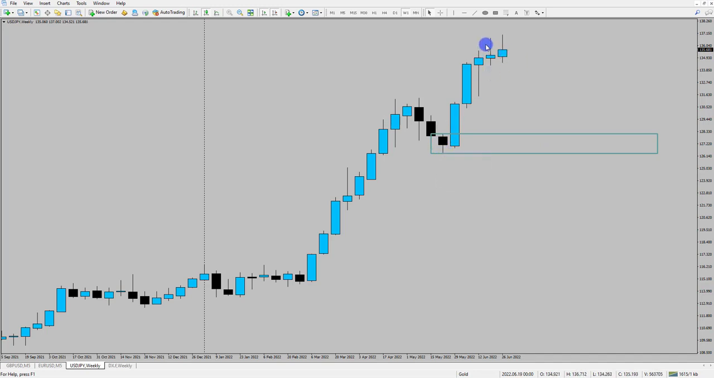But essentially, what does that mean? Well, it means that we could get a short-term pullback, even if we're only looking for it to come back into that previous structure point.